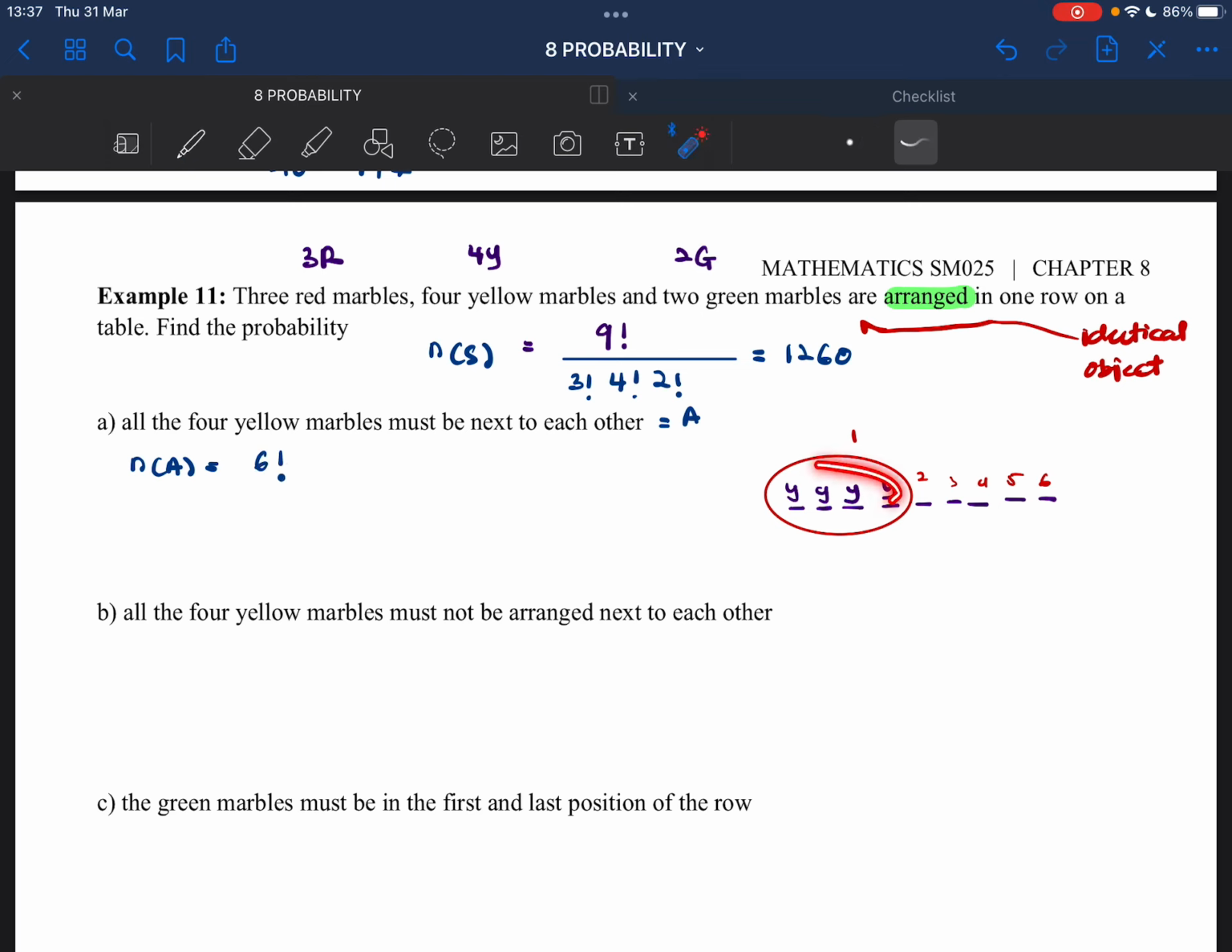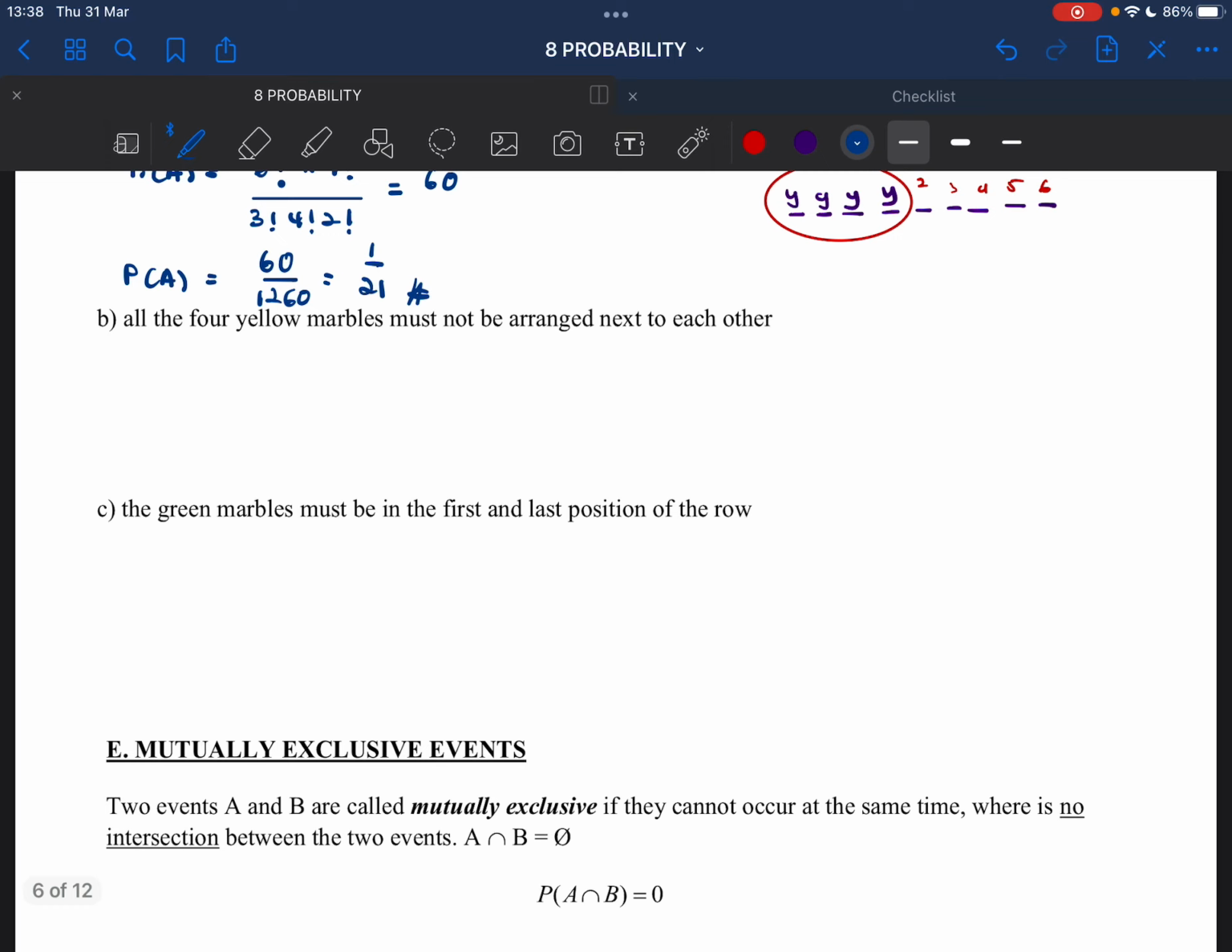The 4 yellows can also swap places, so that will be 4 factorial. And don't forget, we have the identical objects, so that will be divided by 3 factorial, 4 factorial, 2 factorial. Put that in your calculator and you'll get 60. You are not done yet, you have only found the number of the event. So we want to find the probability of A, and that will be 60 over 1260, which gives 1 over 21.